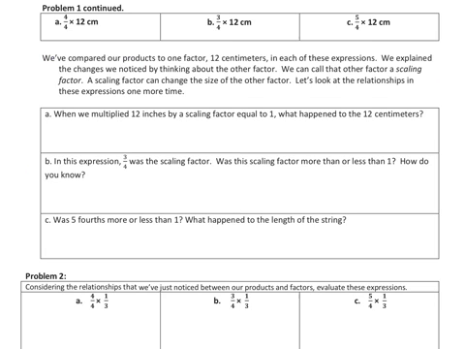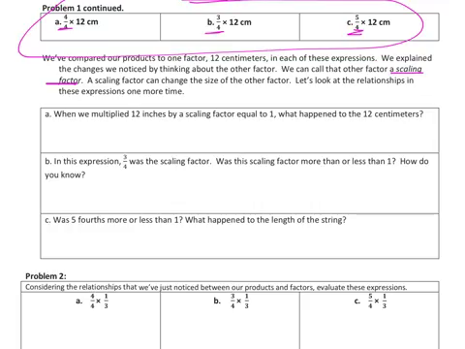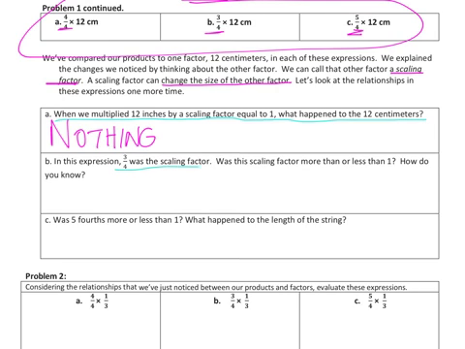So in those 3 problems that we looked at, we started with 12 for each of them, and we multiplied it by something. We're going to call this the scaling factor, because it changes the size of the 12 that we started with. So 4/4, 3/4, 5/4, that's our scaling factor, and it changes the size of the other factor. So we're going to look at those relationships again. When we multiplied 12 centimeters by a scaling factor equal to 1, remember 4/4 is equal to 1, what happened to the 12 centimeters? Nothing. It stayed the same size. It stayed 12.